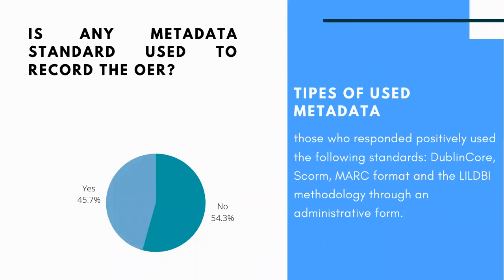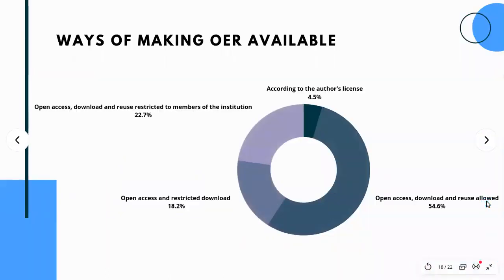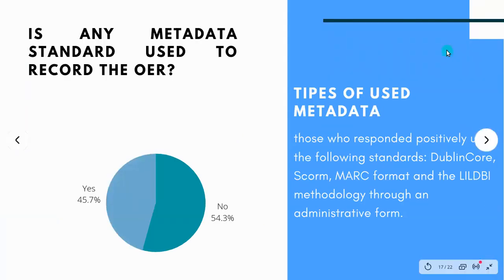About the registration of the open educational resources in the catalog, we asked them if they use any kind of metadata on the record of those resources. The main part said that they have not used any kind of metadata, and a little short amount said that they have used metadata, totalizing 45%. The types of used metadata are presented here. They don't have any specific metadata to describe the open educational resources. So they use Dublin Core, SCORM, the MARC format, and the LILDBI methodology through an administrative form.